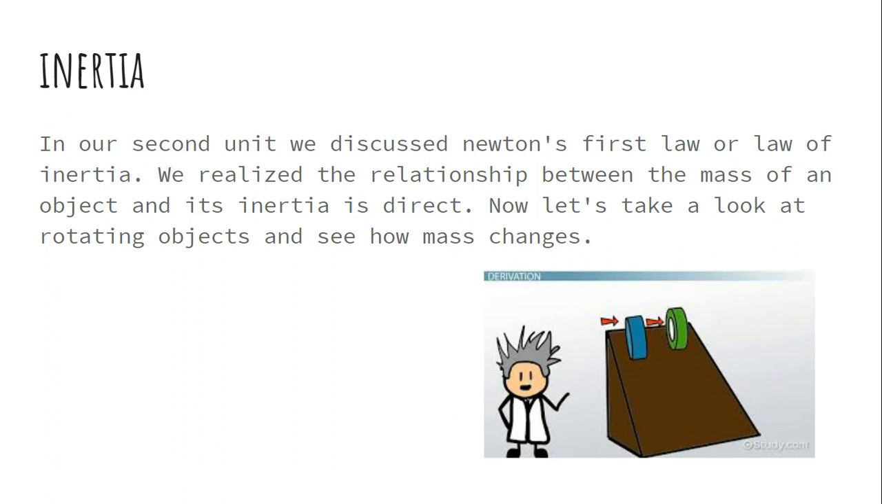So first, the basis of what we looked at from our first unit. In our second unit, we discussed Newton's first law, or the law of inertia. We realized the relationship between mass of an object and its inertia is direct. Inertia and mass go hand in hand. If you have an object with a lot of mass, its inertia is going to be great. It wants to resist change in movement. Now I'm going to talk about rotating objects and see how mass changes that outcome in terms of rotating objects.